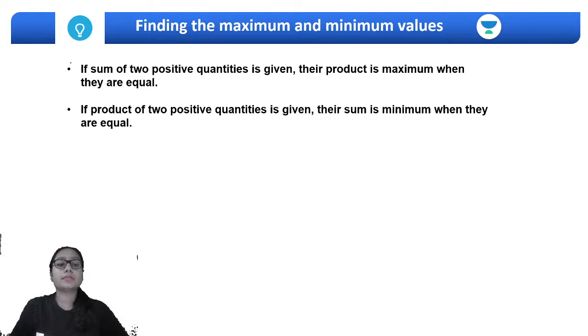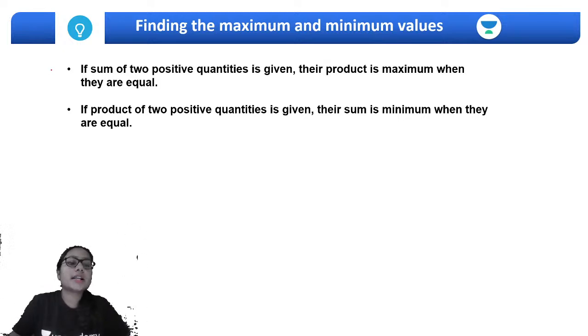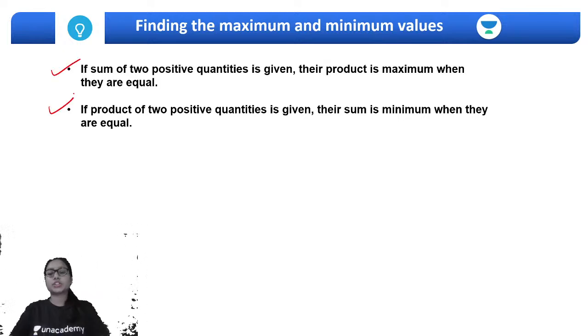Now, there would be some questions in CAT where it is given that the sum of two positive quantities is a constant, and you have to find the maximum value of their product, or if the product of two positive quantities is given as some constant number, you have to find the minimum value of their sum. So often these two results are useful in between the question also.